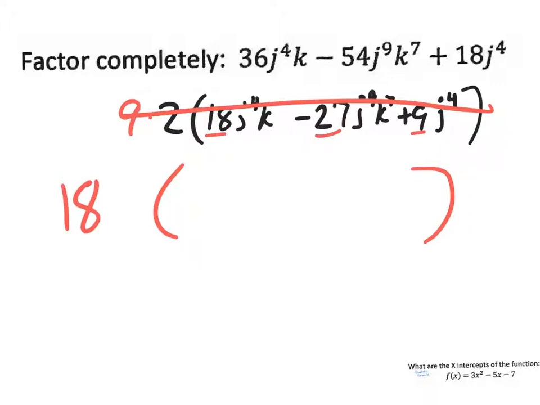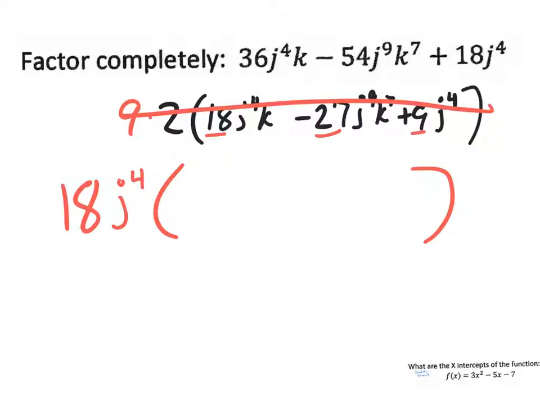And let's also look at the letters. There's j to the 4th there, j to the 9th right here, and over here there's another j to the 4th. So from all three j's, what's the maximum amount of j's I could pull out? J to the 4th. So I'm going to put 18, j to the 4th. And how about k's? There's a k here, there's 7 k's here, but there is no k there. So there's no k's that I could pull out of all of them at the same time. So my GCF is not 2, but it is truly 18j to the 4th.